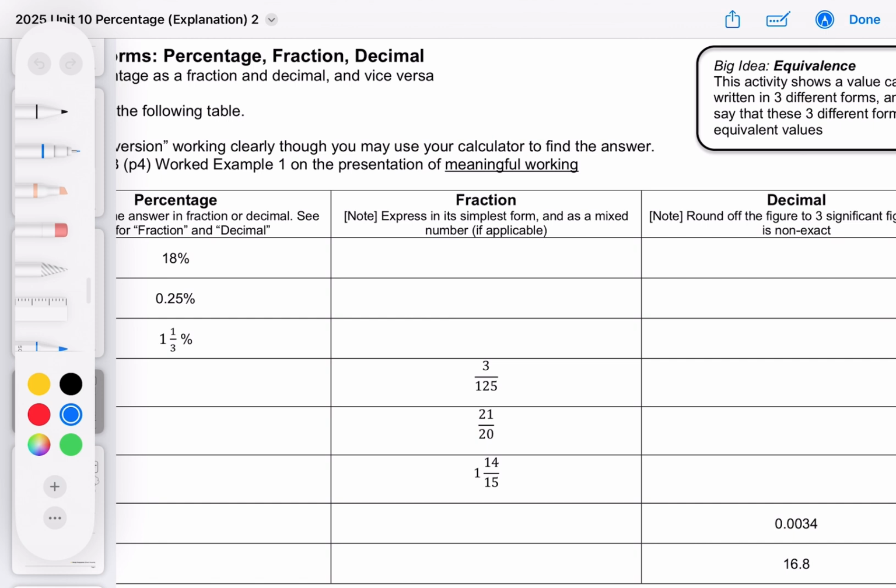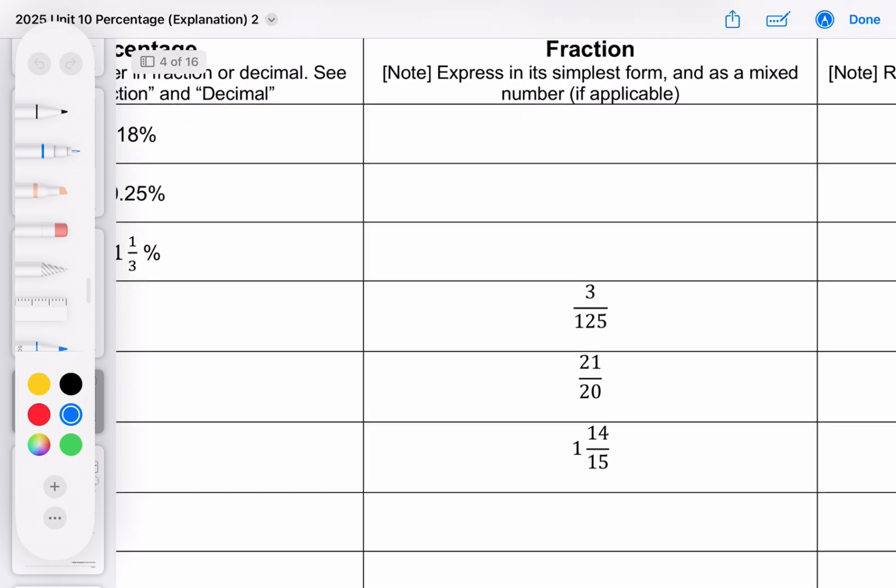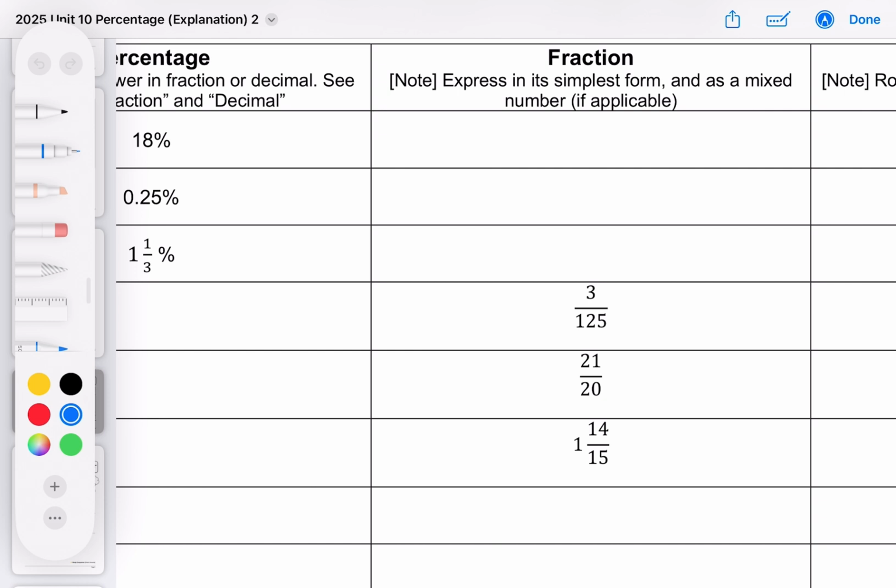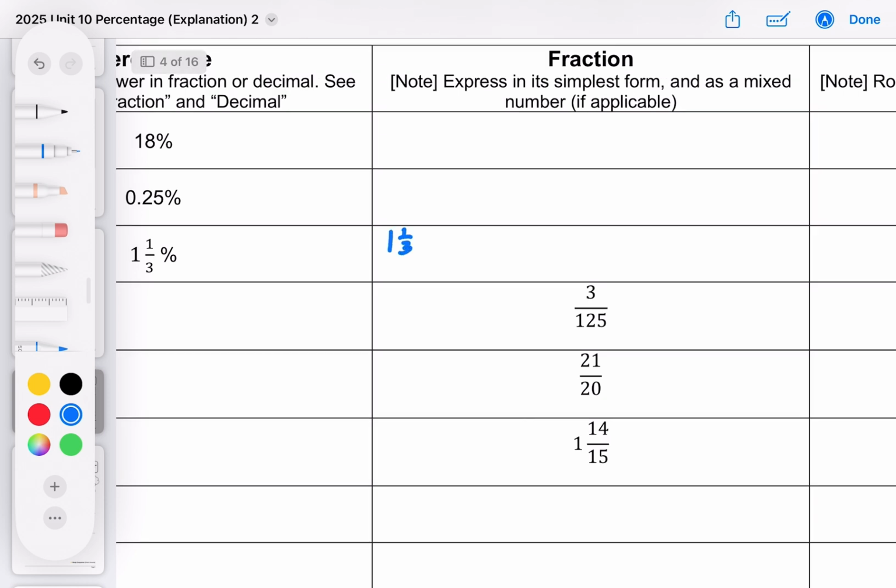To convert a percentage to a fraction, we simply divide it by 100. Here is an example: 1 1/3%. So 1 1/3% becomes 1 1/3 divided by 100, which we can write in this way if not using the calculator. And the answer will be 1 out of 75.